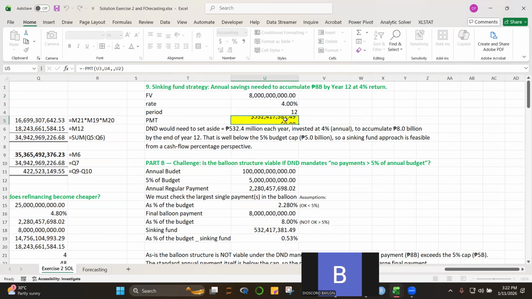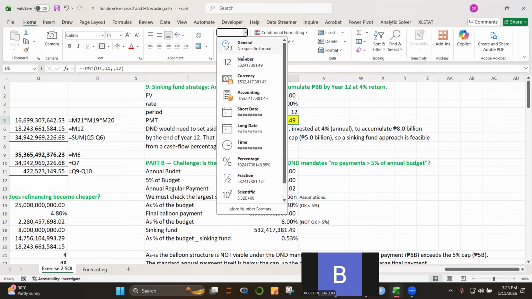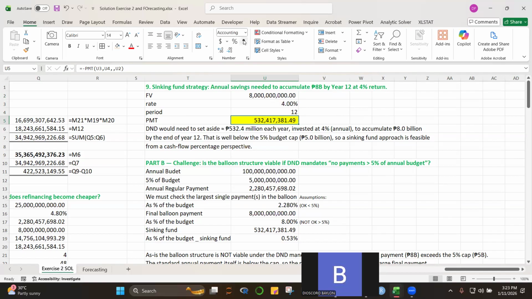Okay, so nagdi-default ng currency. Okay, 532 million. So every year, put in the sinking fund yung 532 million, so that at the end of the 12-year period, merong 8 billion para ipambayad dun sa balloon payment.